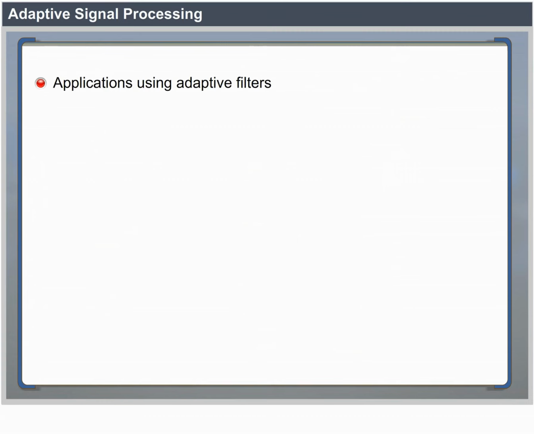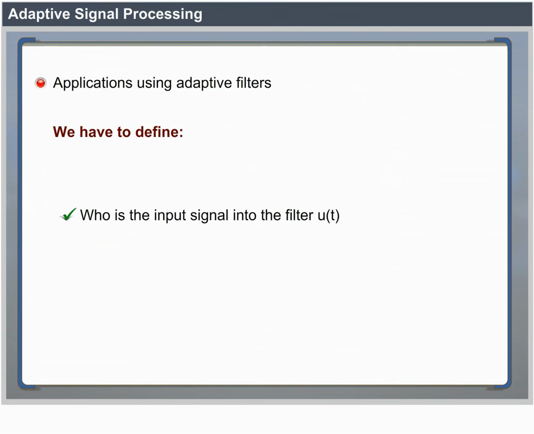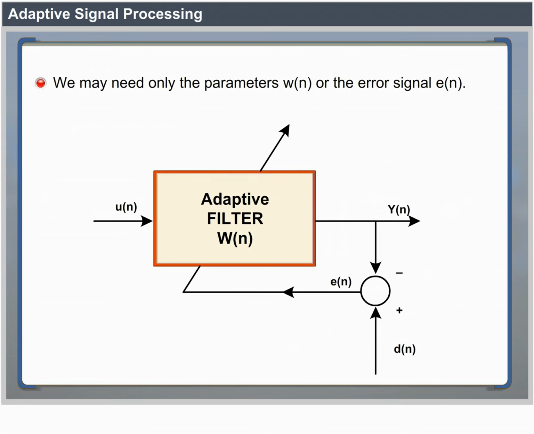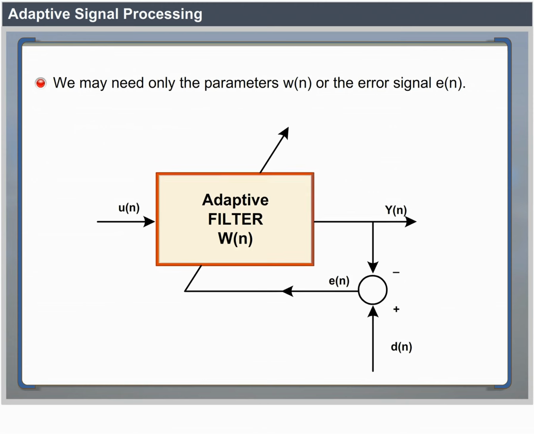Applications using adaptive filters. We have to define who is the input signal into the filter, U of t. What type of filter structure is used to compute Y of t? D of t is the desired ideal signal against which we compare Y of t. Seldom the filter output Y of t is useful by itself. We may need only the parameters W[n] or the error signal E[n].